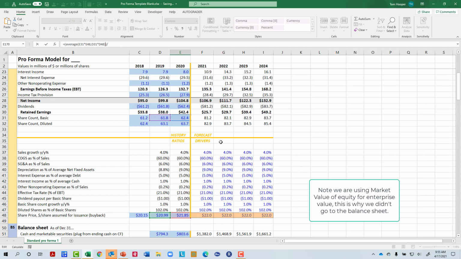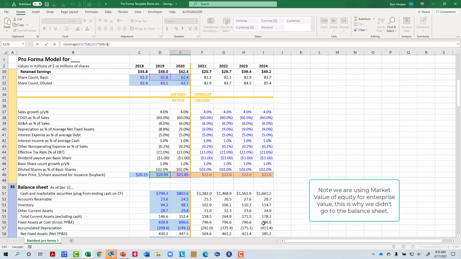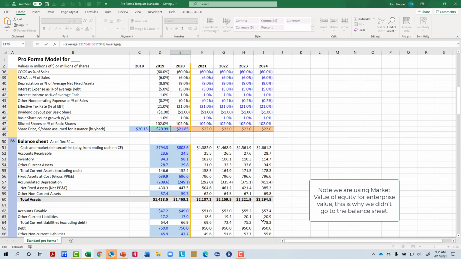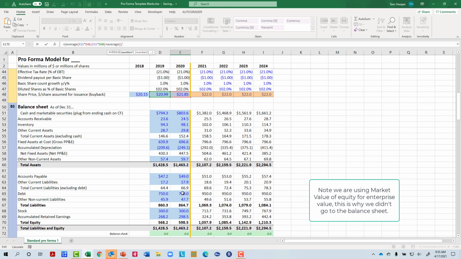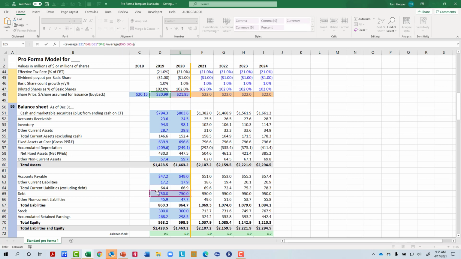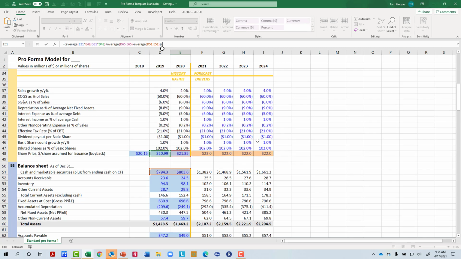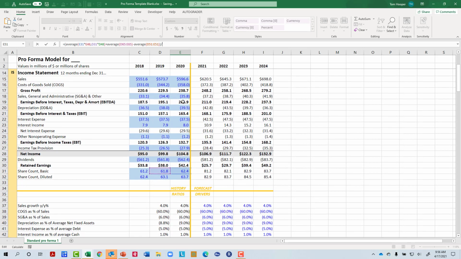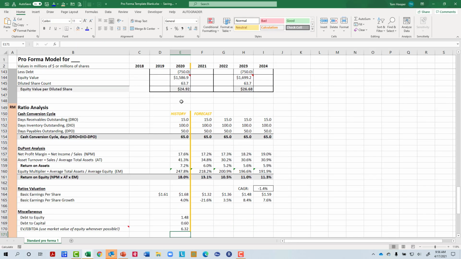To that, we want to add our average debt and subtract our average cash so that we get the net debt, and then divide the whole thing by EBITDA from the income statement. And of course, we don't average that because this number already represents what happened across the entire year of 2020. And that gives us a ratio that we can copy forward.